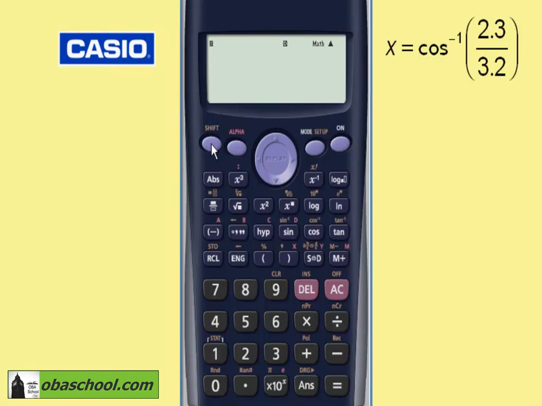Pressing Shift and cos gives us inverse cos. We can see it's exactly the same as what we write down. In the bracket we want 2.3 divided by 3.2. Close the bracket and press equals, and we get the answer as 44.04 and so on degrees.